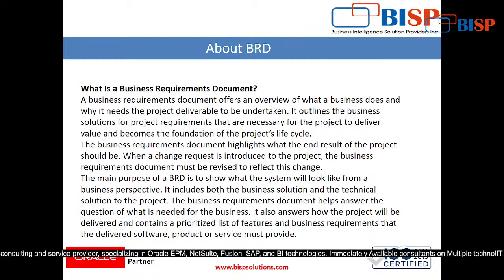See, a company is using QuickBooks for the last 5 to 10 years. Now they are required to move to Fusion. So in our business requirement document, first of all, we will put an overview of exactly what they are doing, or what the business does, what is the standard procedure. We will put our recommendations also. Now the business requirement document highlights what the end result of the project is, and after completion of the migration, how your business will behave.